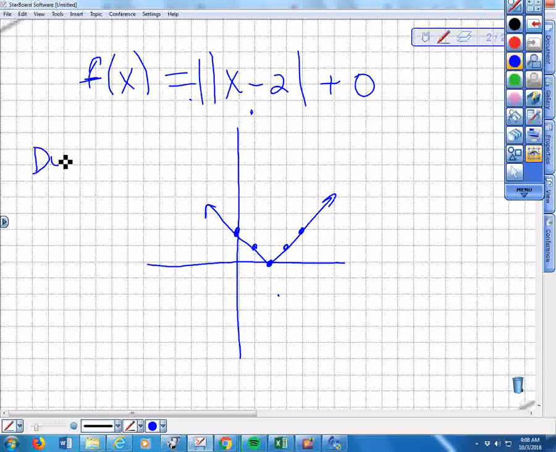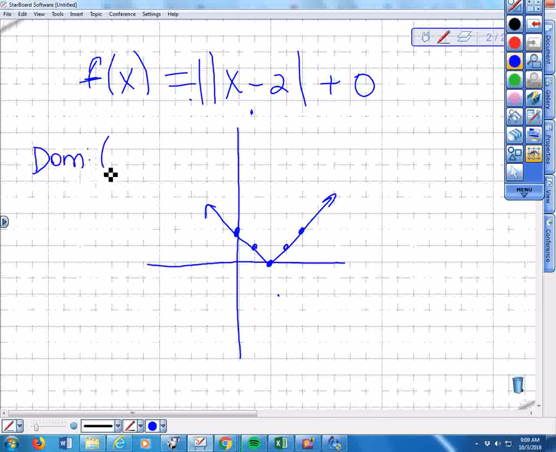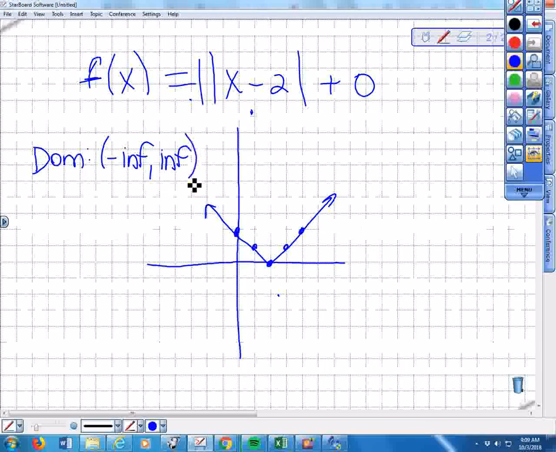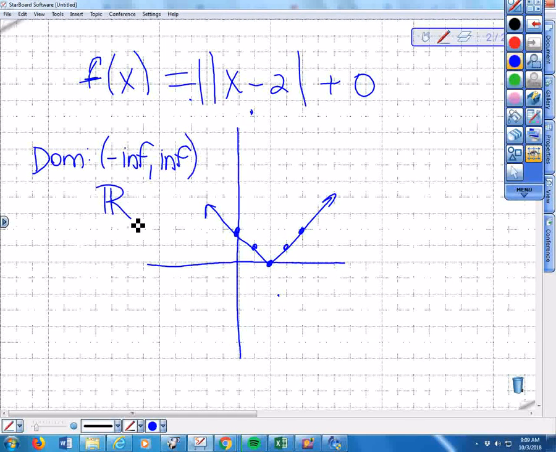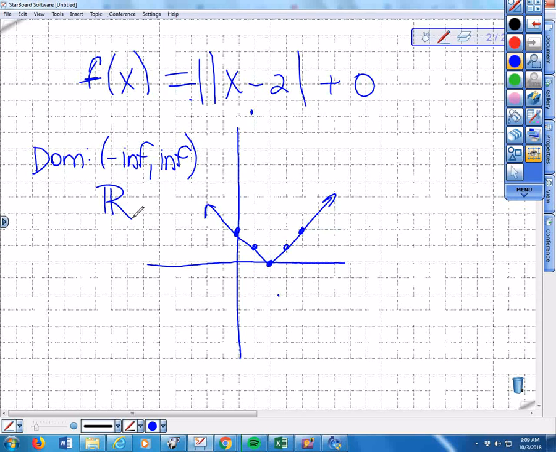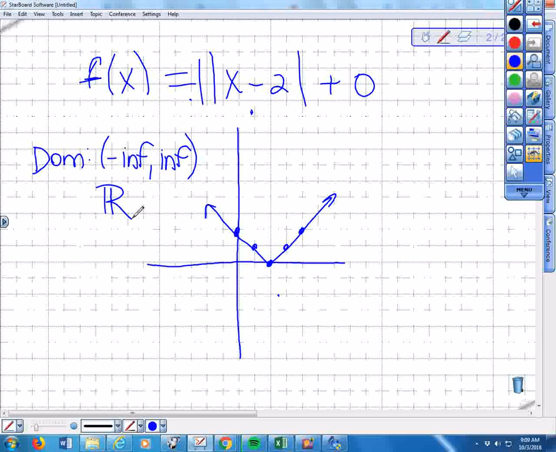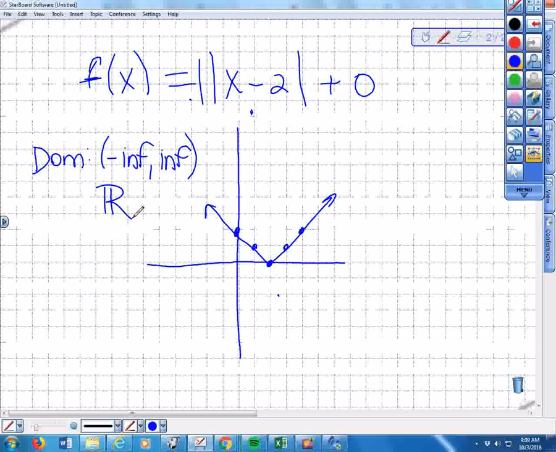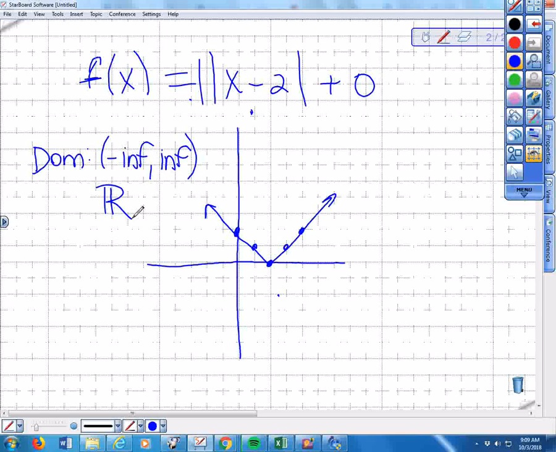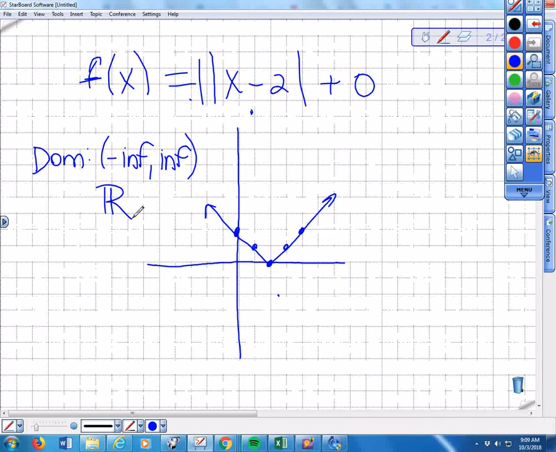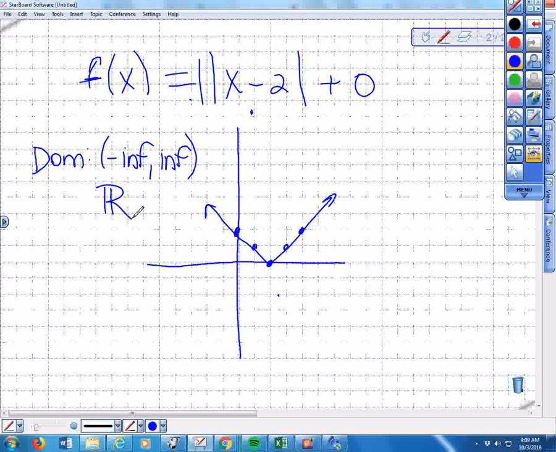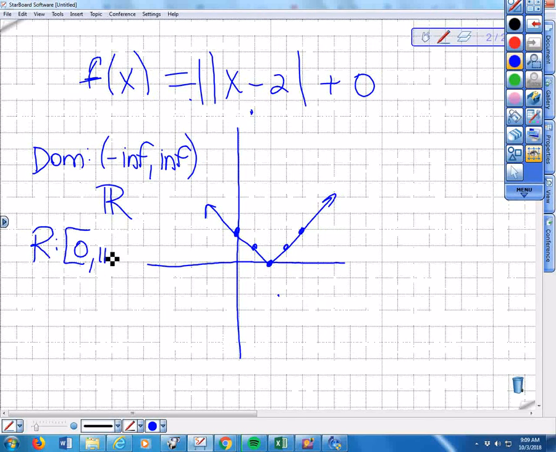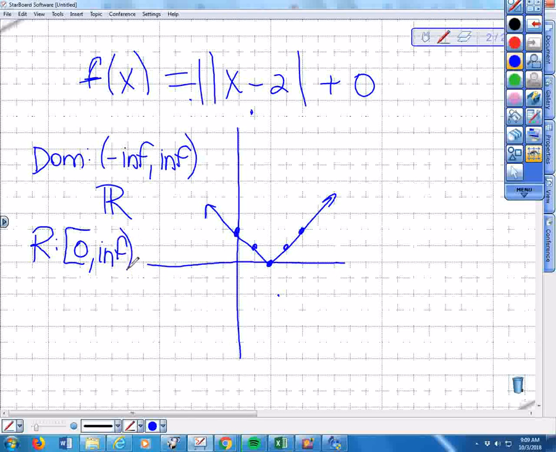Domain, you could have written negative infinity to infinity. You could have just said all real numbers. You could have used the symbol for all real numbers that we've learned. You could have done any of those and got credit. What's the range? 2. Negative 2. Range is the y values. What's the smallest y value there is here? 0. And it goes to infinity. So the range would be, and it includes 0, to infinity.